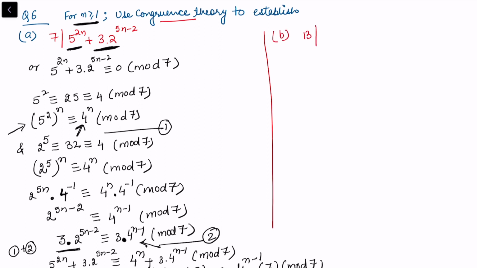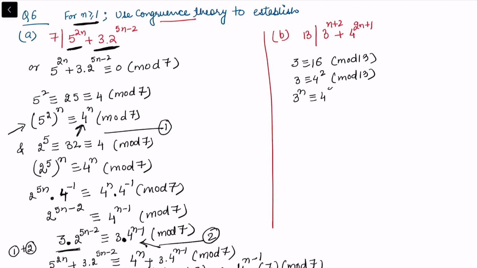Here I want to show 13 divides 3^(n+2) plus 4^(2n+1). To show this, let's again observe 3 is congruent to 16 mod 13, and we also see 3 is congruent to 4 square mod 13. So now just raise the power 3 to the power n. This is congruent to 4 to the power 2n mod 13.